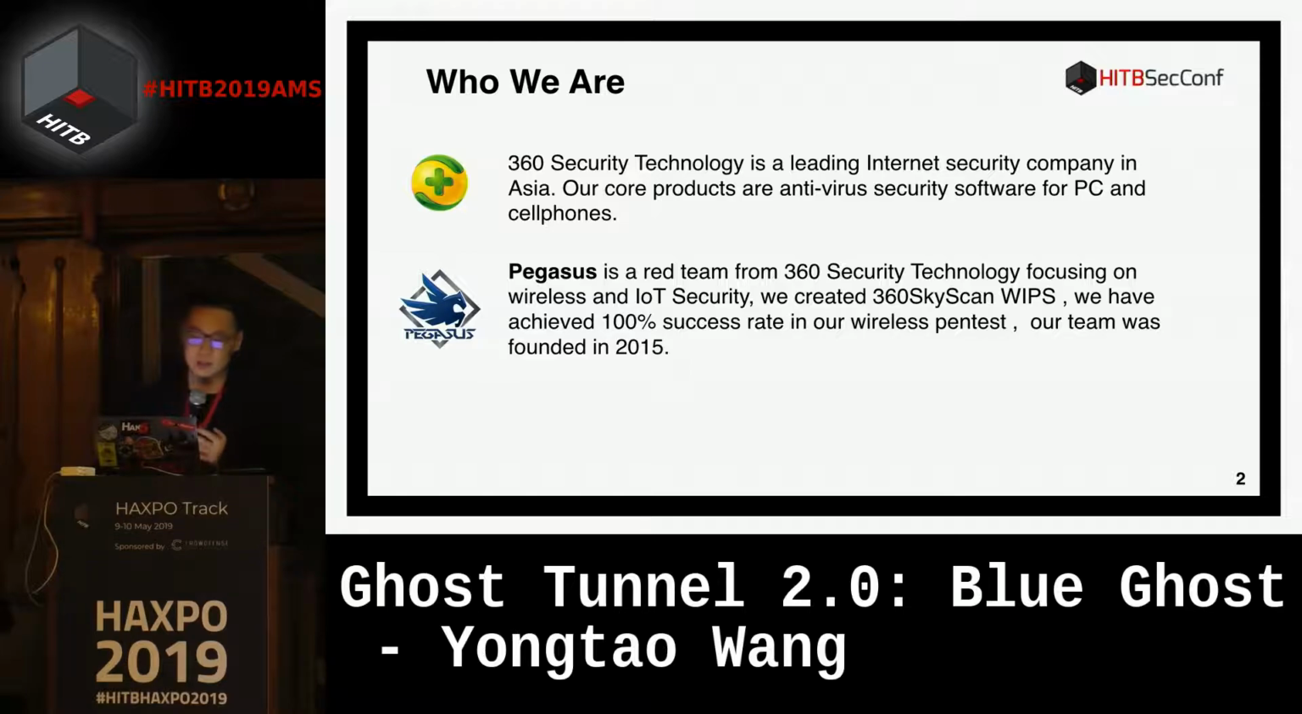First, a brief self-introduction. 360 is a leading internet security company in Asia, like McAfee or Symantec. Our core products are antivirus security software for computers and cell phones. What about our team? Pexas is a red team from 360 security technology, focused on wireless and IoT security. We created 360 Scan WIPS. We have achieved a 100% success rate in our wireless pen tests. Our team was founded in 2015.